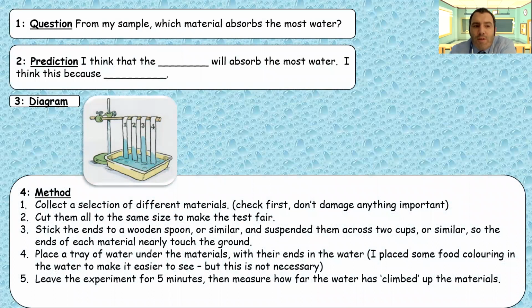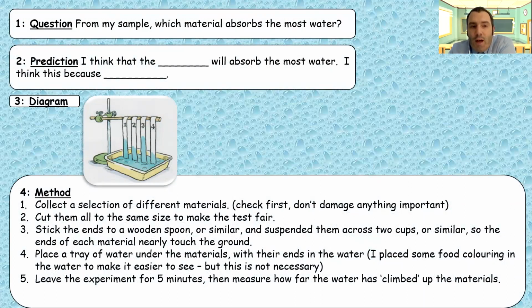So our method. First, collect a selection of different materials. Please don't go ripping chunks out of the sofa, out of your clothes, or anything else that anyone else might need or want. So check first with your parents. Don't damage anything important. Secondly, cut them all to the same size to keep the test fair. This again is why you check before you start hacking away and cutting things up.